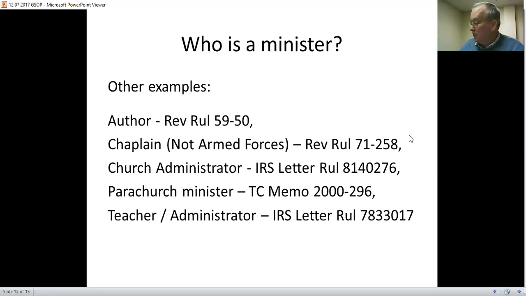Excuse that interruption. That was one of our missing members that hadn't been able to get on. So, all right, let's talk about some other examples of people who were deemed to be ministers. We had an author, and even though this author was publishing religious books and receiving royalties for publishing those books, the courts held in a revenue ruling back in 1959 that this author was qualified as a minister, that the services he was performing. In fact, they said the writing of bona fide religious books or articles by the minister is considered to be service performed in the exercise of his ministry.